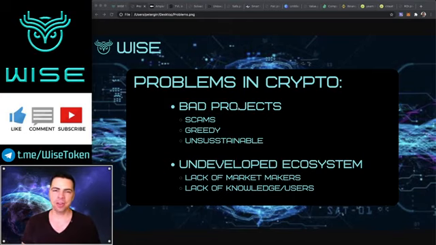So the other type of problem in crypto is that the entire ecosystem is underdeveloped. First of all, we have the lack of market makers. Luckily, some of these problems get solved, as we will see on the next slide. But without a market, it's really, really hard to grow. Even if somebody has a great idea and a great cryptocurrency, if there are no people who want to buy and sell it, and no easy way to create that market, then it's really going to struggle.